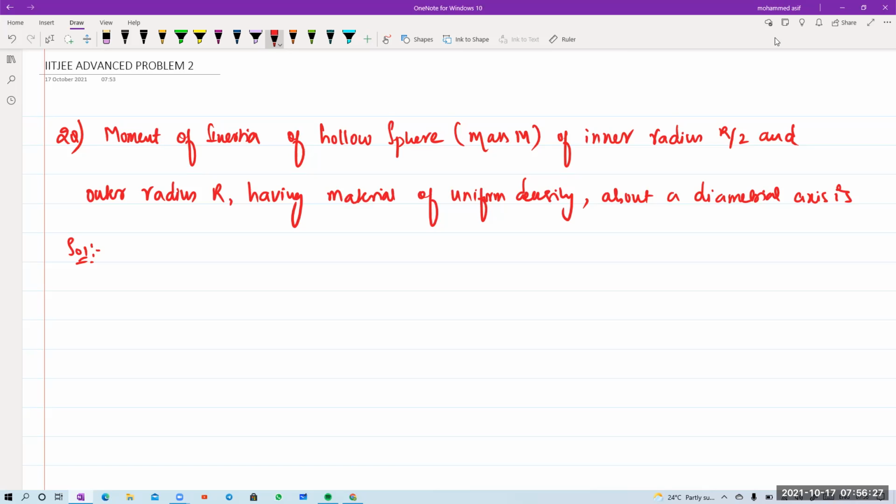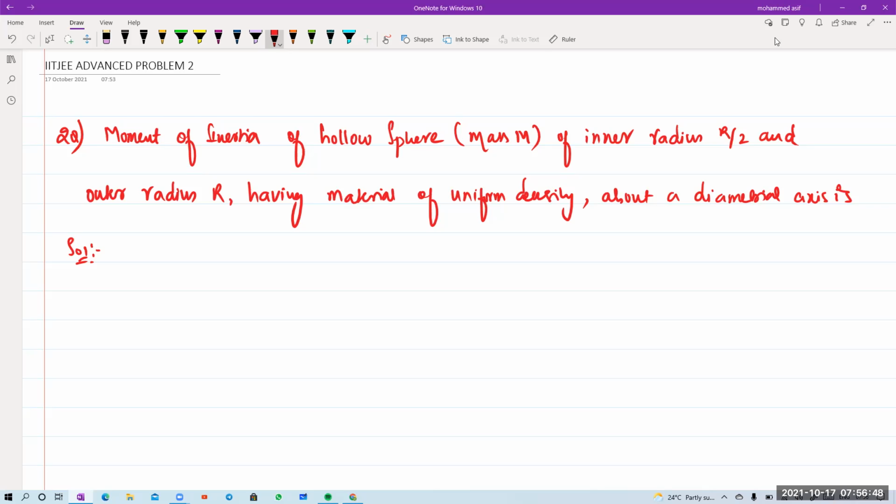I hope everyone knows what the moment of inertia of a hollow sphere is, beta. Moment of inertia of a hollow sphere is how much? For solid it is 2 by 5, and for hollow it is nothing but how much? 2 by 3. So the moment of inertia of a hollow sphere of inner radius r by 2 and outer radius capital R, isn't it?